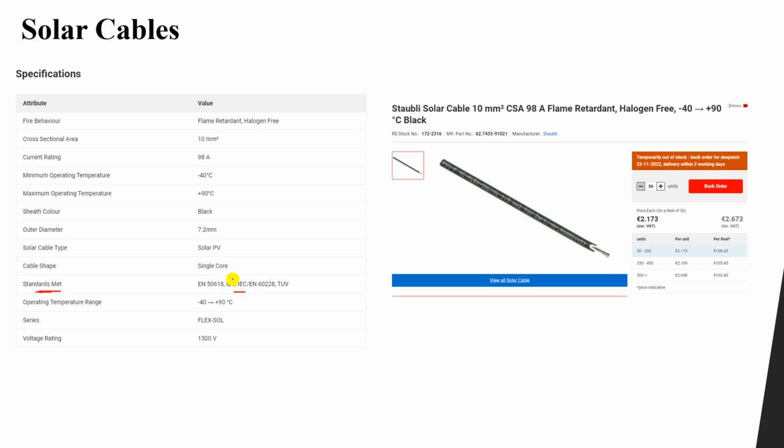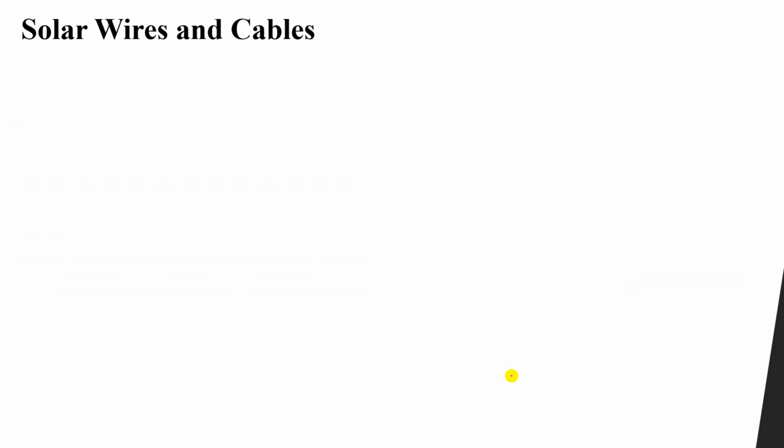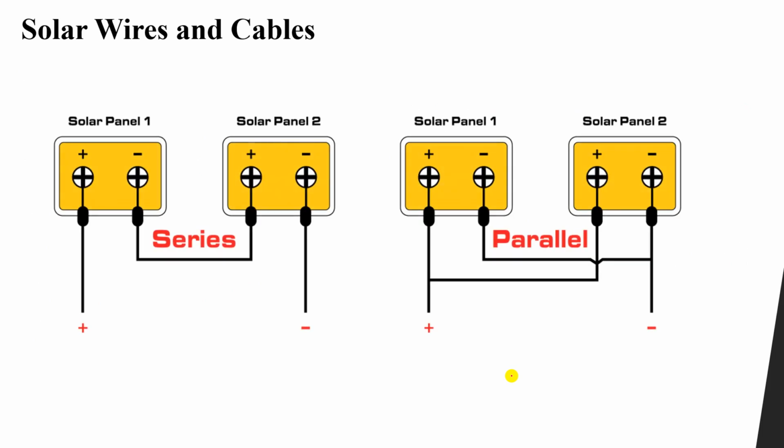IEC, these different standards of IEC and other standards, and this is the operating temperature range. Here we have the voltage rating, which is 1500 volt, which is the maximum voltage that this cable can withstand. Okay, now we have to see now like this.